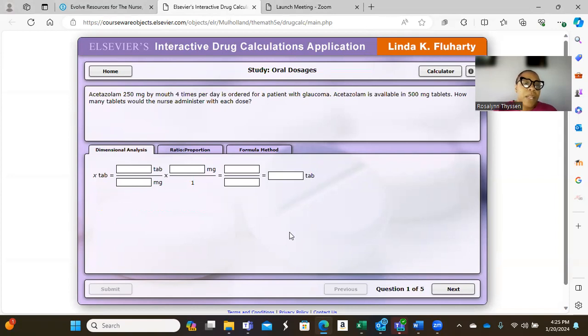Our first problem: we have 250 milligrams 4 times per day as ordered for a patient with glaucoma. What we have available is 500 milligram tablets. How many tablets would the nurse administer with each dose?